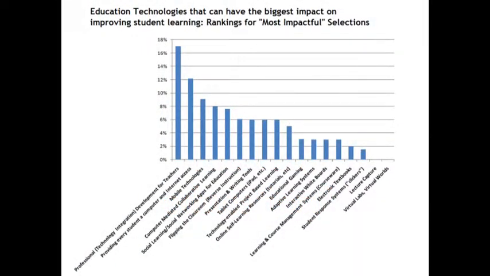This diagram shows rankings for the most helpful uses of technology in education. The most helpful, at 18%, is professional development for teachers. This is lesson planning and execution. Providing every student a computer and internet access comes second at around 12%. At almost 8%, social networking apps for education ranks 5th.